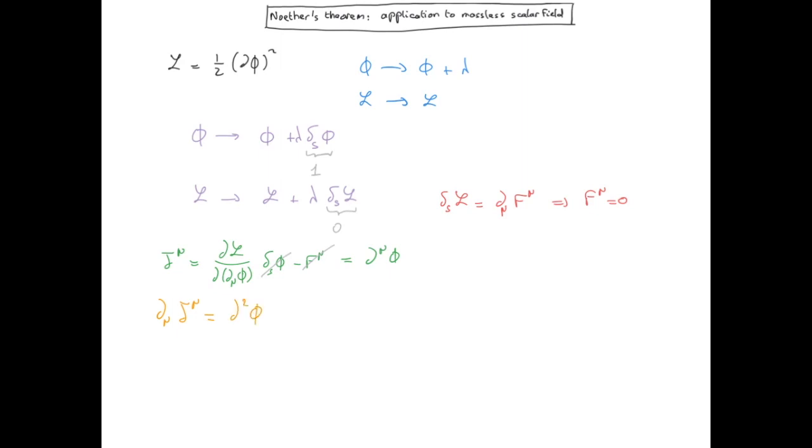And because our field is a classical field, it must obey the classical equation of motion, which in this case is the Klein-Gordon equation with no mass, so therefore del squared phi has to be 0. So Noether's current for this transformation is indeed conserved in the sense that del_mu j^mu is equal to 0. And if we want to find the conserved charge associated with this symmetry, we just integrate over space the time-like component of Noether's current.